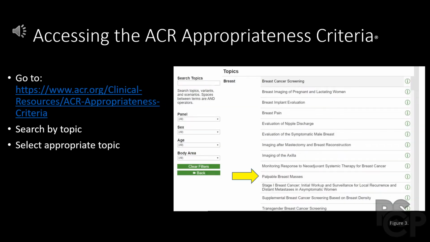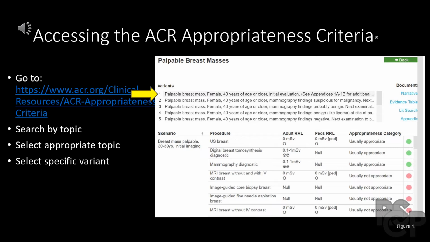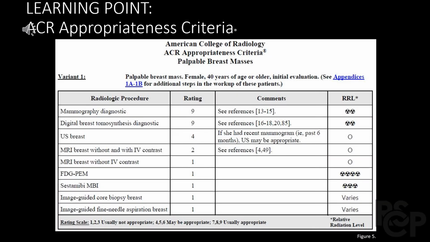Select the appropriate topic from the menu. For our patient, we will choose palpable breast masses. Once you've selected the topic, you will be directed to a page where you can further specify the variant. For our patient, we will choose variant 1, palpable breast mass, female, 40 years of age or older, initial evaluation. Once you've selected the specific variant, the database will generate the relevant appropriateness criteria reference card.